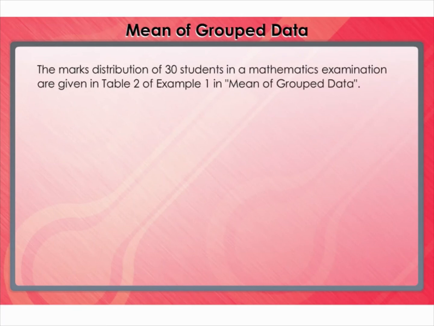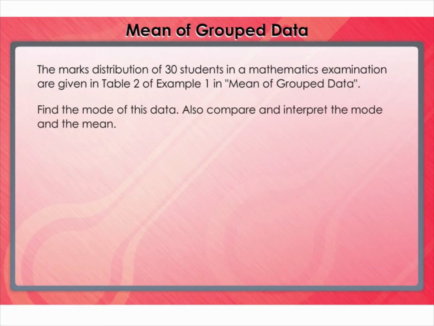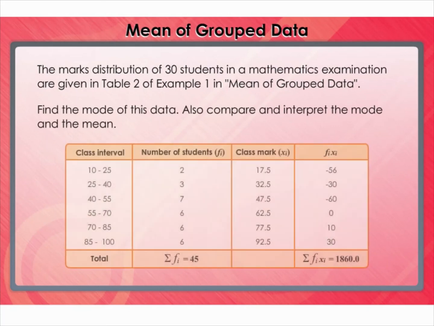Let us consider another example. The marks distribution of 30 students in a mathematics examination are given in Table 2 of Example 1 in mean of group data. Find the mode of this data. Also compare and interpret the mode and the mean.